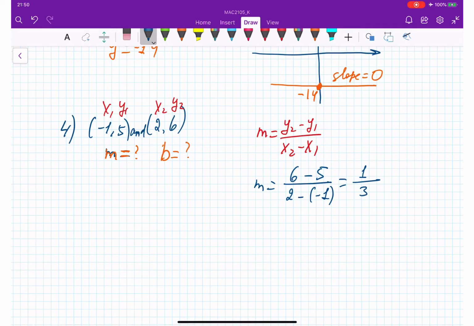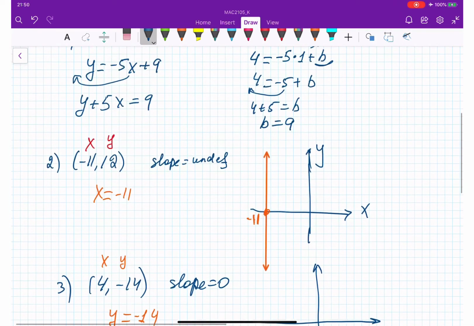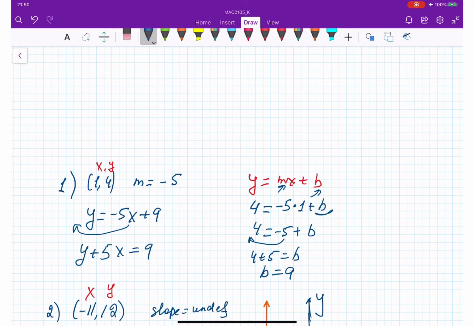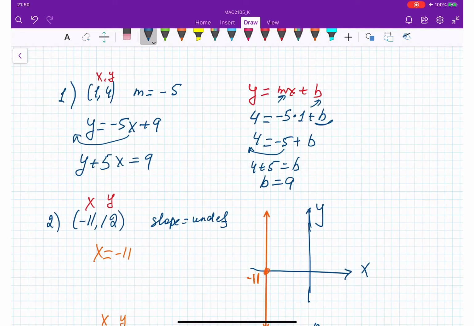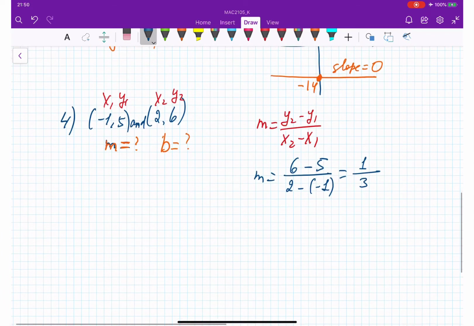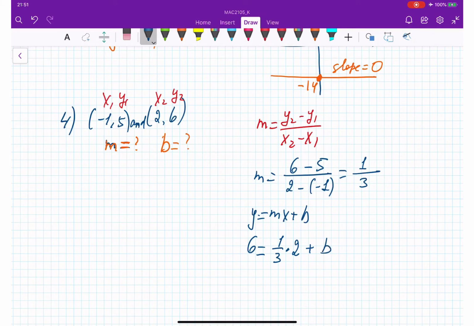So m is 1/3. Okay, next, to find b, what are we going to do? We're going to use exactly the same method we used on number 1, right? Slope and 1 point. Since we have 2 points, you can pick any point you want. I'm picking the second one because I like positive numbers better. That's all. There is no other reason. So we are going to use the format y equals mx plus b. My y is 6, m is 1/3, times x is 2, and plus b. I use this 6 and 2.